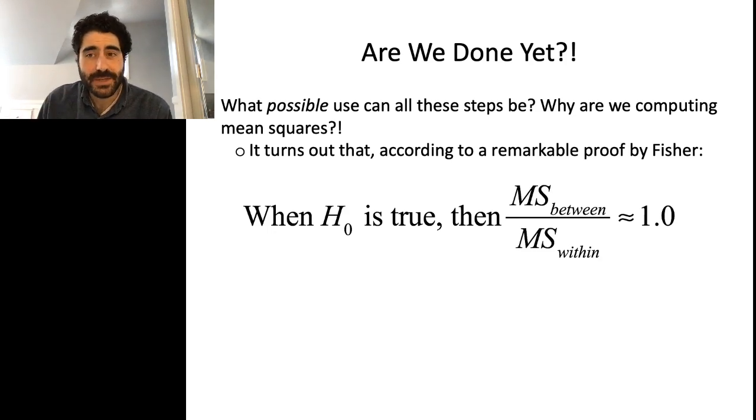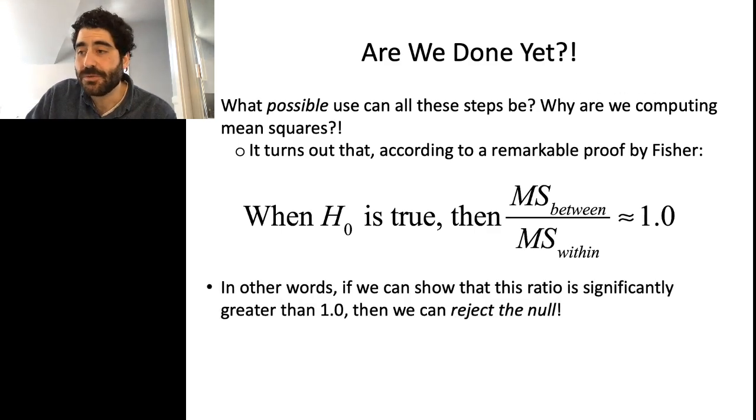If the groups are meaningless, then these two numbers should be about the same, because the variability between the groups and within the groups should be about the same when the groups don't actually mean anything. So we're going to compute these two values and see if this ratio is significantly bigger than 1 or not.